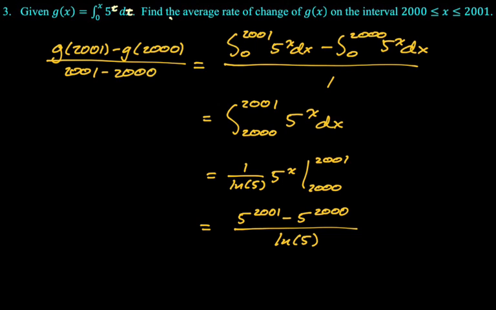I think you could probably end it here, but I chose to continue. So you can factor 5 to the 2000 out of both of those things, and you will be left with, in the first case, just 5, and in the second case, just 1. I thought it looked neater if I wrote it this way. So I wrote my final answer as 4 times 5 to the 2000, all over the natural log of 5.